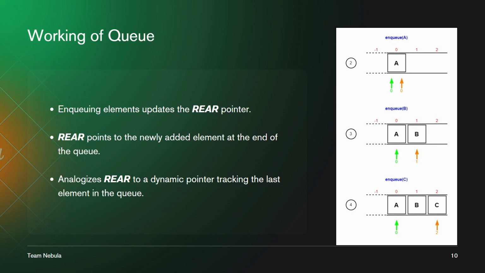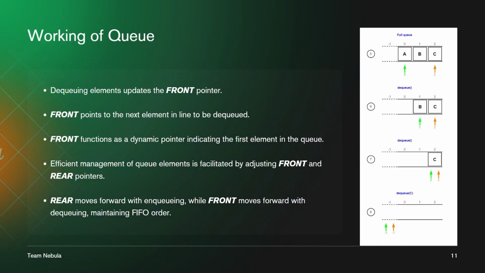As we enqueue elements into the queue, rear gets updated to point to the new element we just added to the end. Think of rear as a moving pointer that always points to the last element. And as we dequeue elements from the queue, front gets updated to point to the next element in the line. Front acts like a moving pointer that always points to the first element.